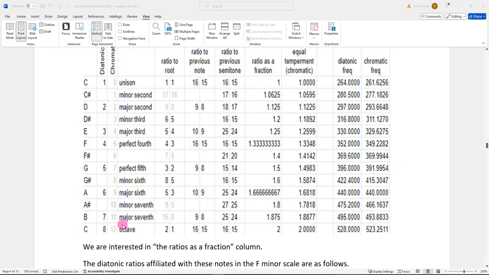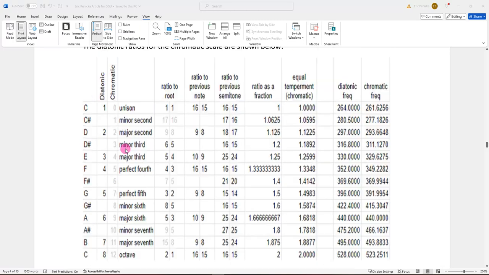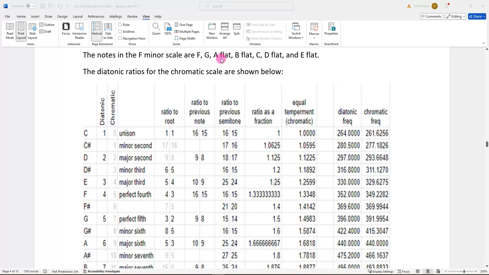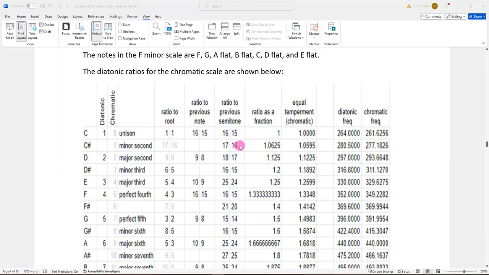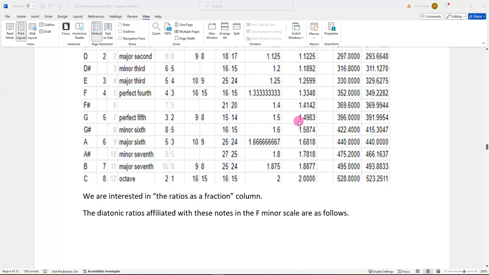So what we're going to do, you can use this in multiple ways. I'm going to use the diatonic frequency as a basis. So I'm going to look at the tones mentioned here. So we're going to be looking at F, G, A flat, B flat. So F is here. So the tone frequency for F is 352. And then next up is G. G would be 396. And then A flat is actually G sharp on the chart here.